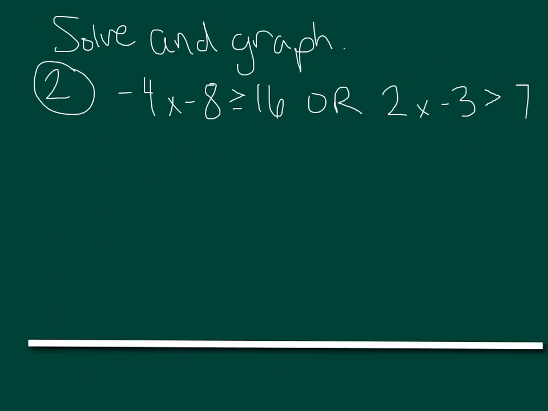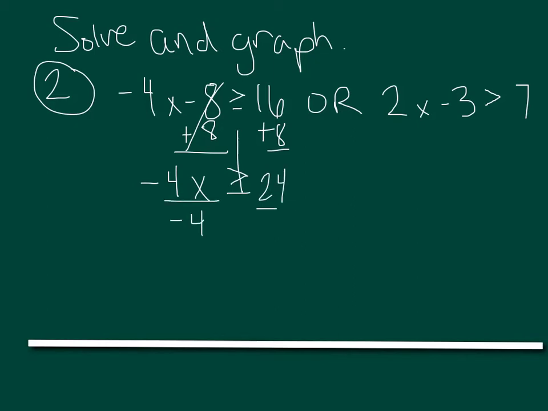Let's try another one. Solving graph number 2, -4x minus 8 is greater than or equal to 16, or 2x minus 3 is greater than 7. So we could add 8 to both sides. So you get -4x is greater than or equal to 24. Divide both sides by -4. So you get x is less than or equal to -6. Or on this side, we could add 3 to both sides.